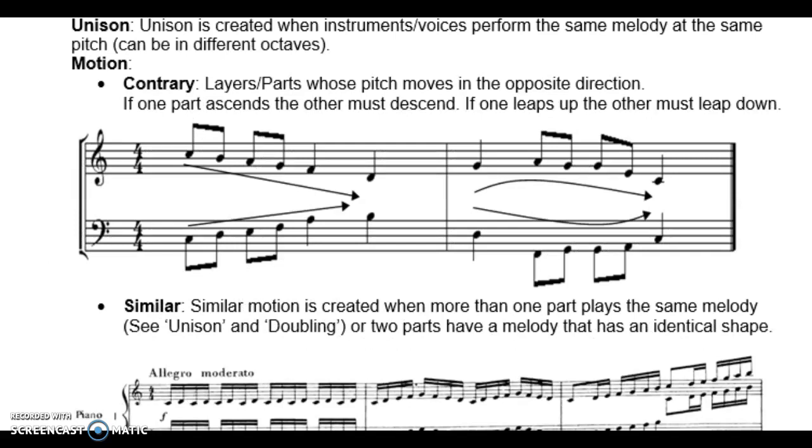Now the next term is unison. Unison is created when instruments or voices perform the same melody at the same pitch. It can also be a higher octave or a lower octave, but they have the same melody at the same pitch. That's an example of unison.